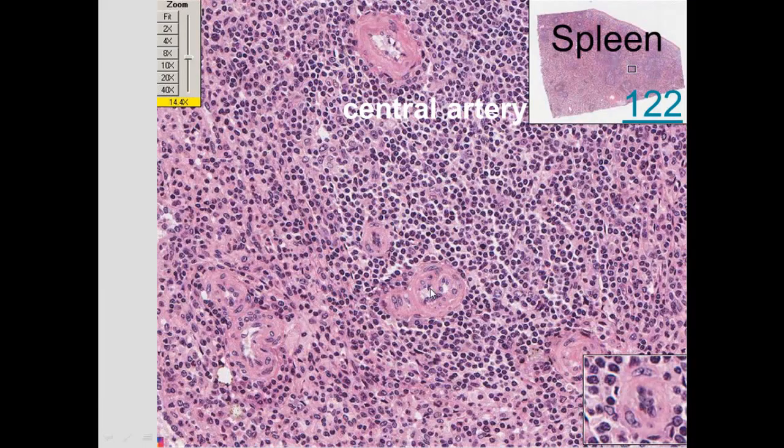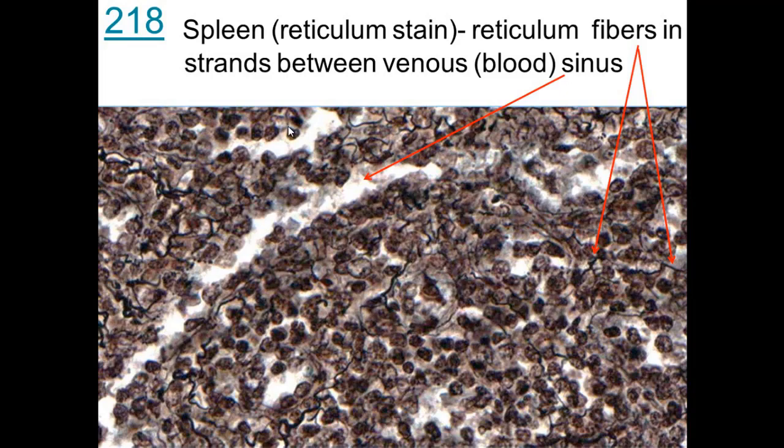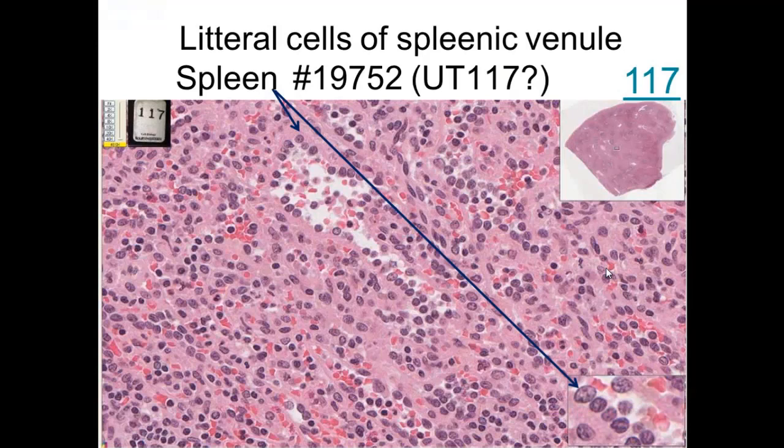And we can see those. Here's a penicillary artery, here's the central artery, and this is the marginal zone. So this is a central artery, periarterial sheath, and a marginal zone where you have the penicillary arteries. The penicillary arteries empty into the Billroth strands without a capillary. And here we see the splenic sinuses, and this is the Billroth strands in here, and you see the reticular fibers. So again, you have two things, you have sinuses and you have strands.